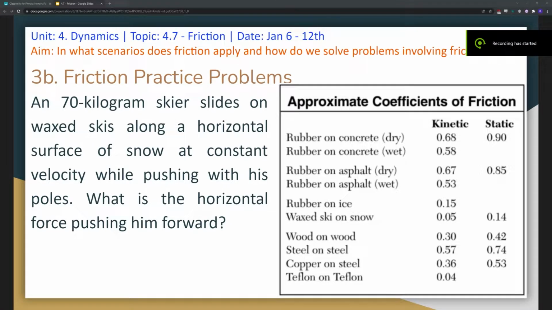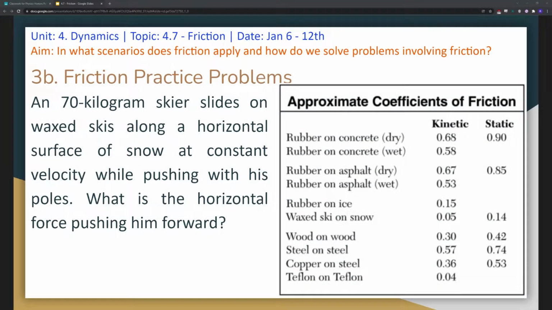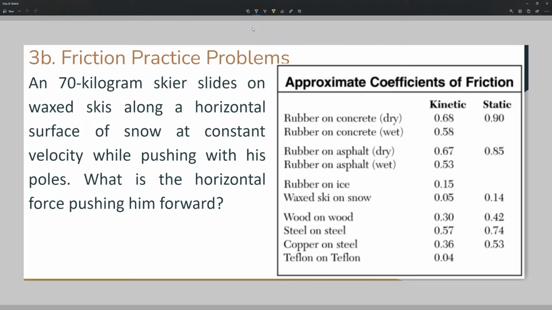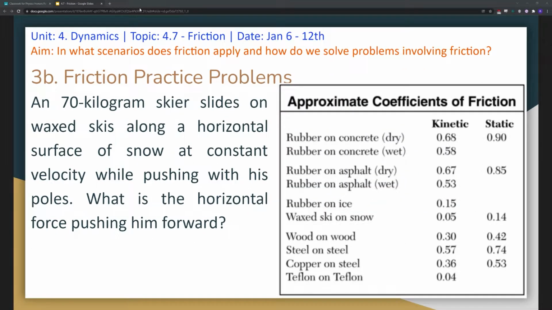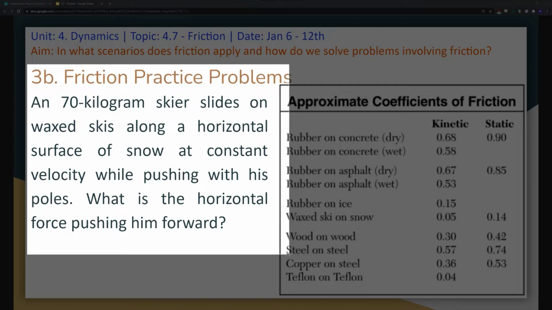Okay, so this is part two of friction. Let's attempt it. I'm actually going to redo this.